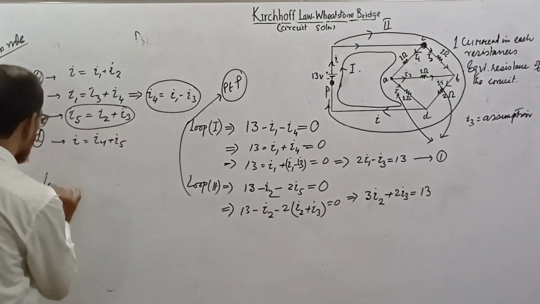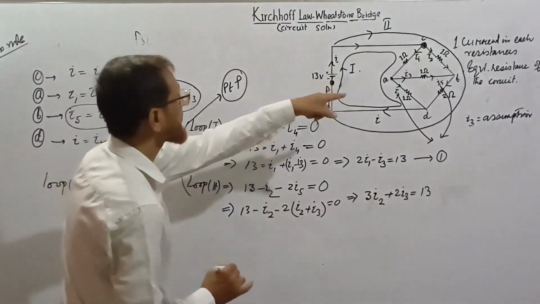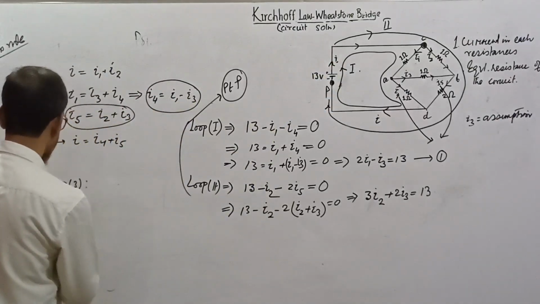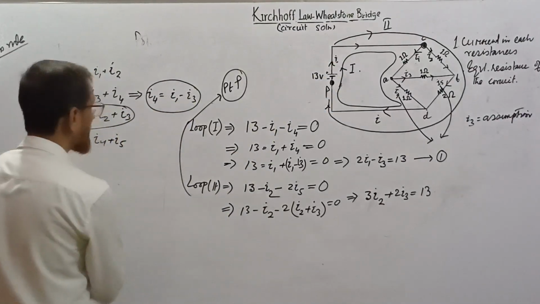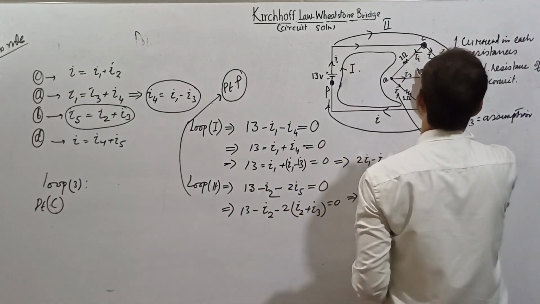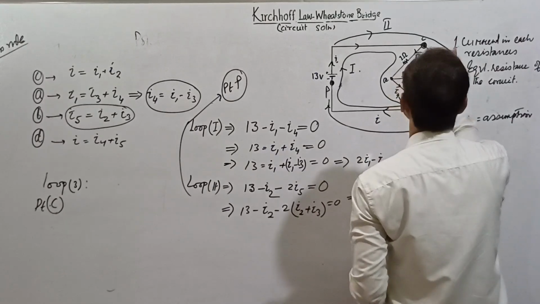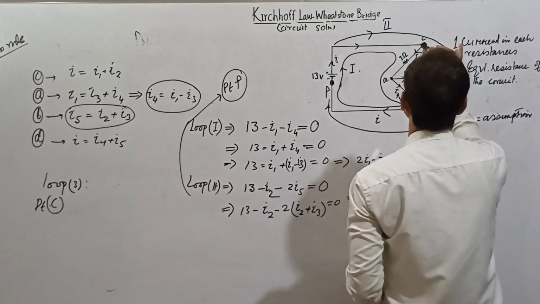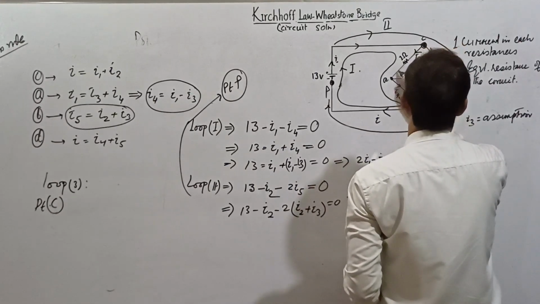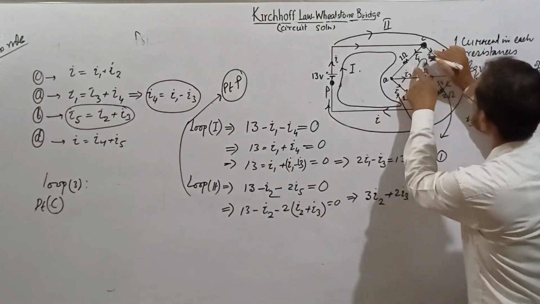Loop 3. What is loop 3? Loop 3 is with respect to point C. If you assume, we will just consider this point as loop 3. It starts in this way, enters and goes. This is loop 3.